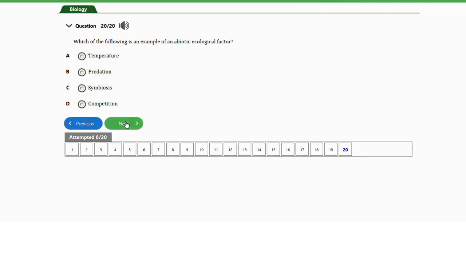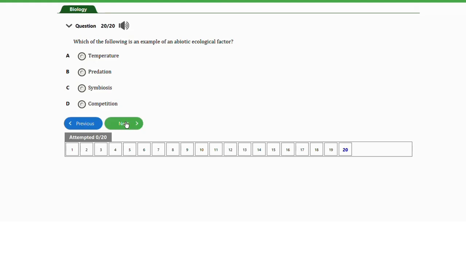Question number 20. The question says, which of the following is an example of an abiotic ecological factor? So guys, remember that abiotic are the non-living components, whereas biotic are the living components. So looking at the options here, option A is temperature, option B, predation, option C, symbiosis, option D, competition.